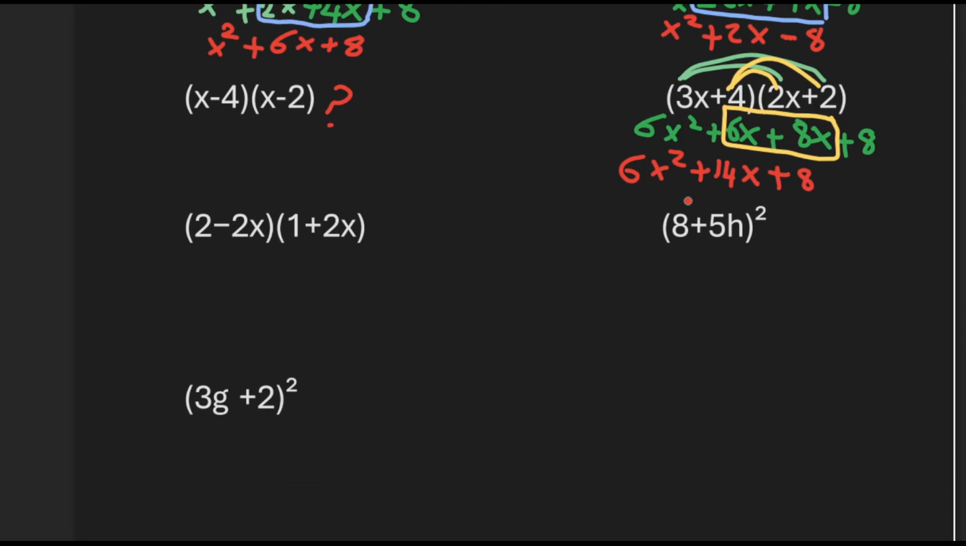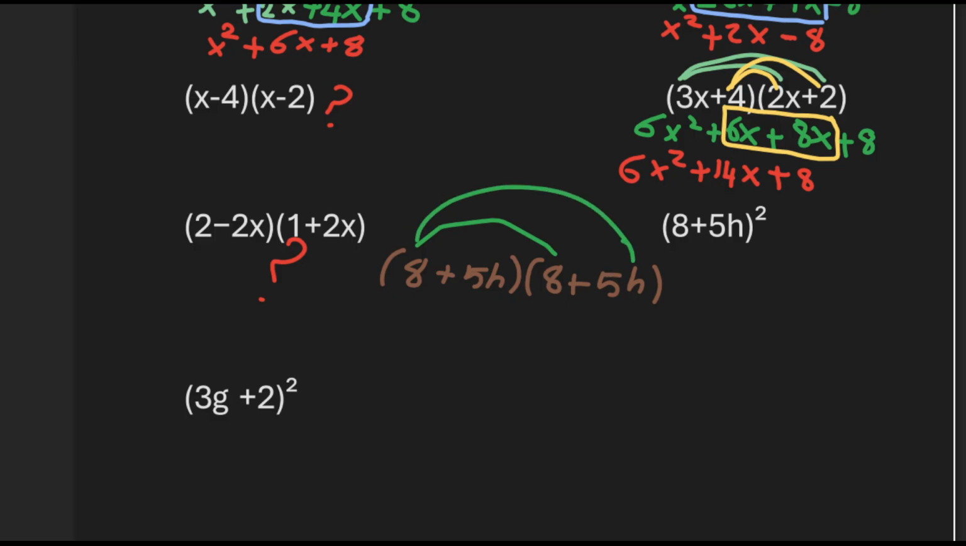Now let's do this question here. It's yours. It's similar to one of the questions we did up there, so this is yours. Now I'll do 8 plus 5h, squared. When they give you the question like this, it means 8 plus 5h times 8 plus 5h, and that's it. You now need to expand, so let's do it. So we'll start with the 8 times 8 and 8 times 5h.